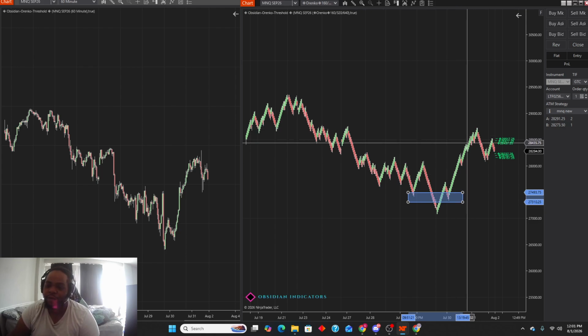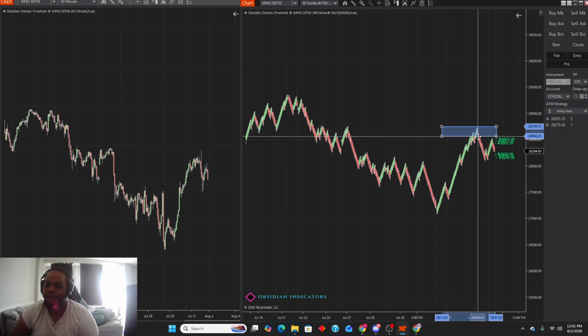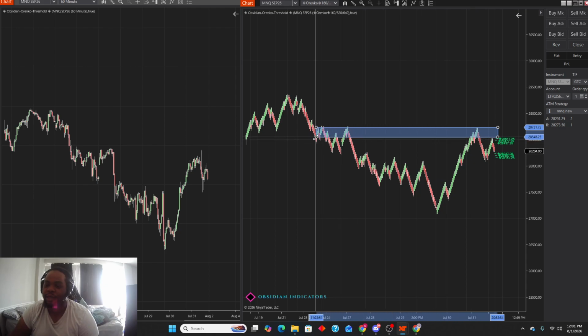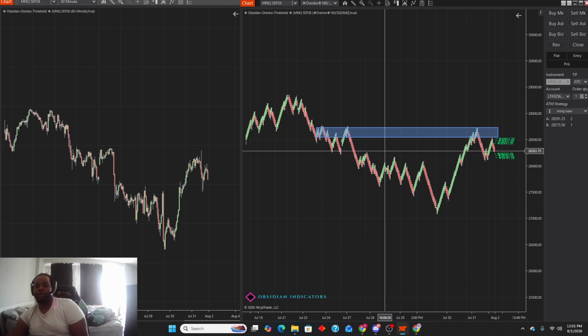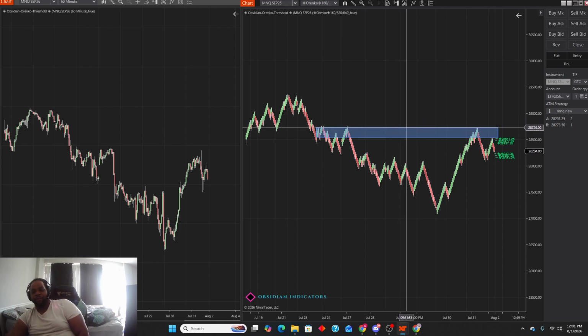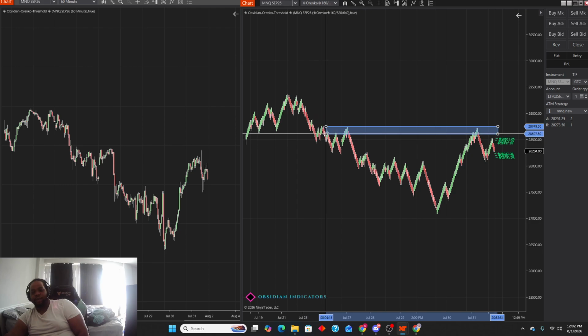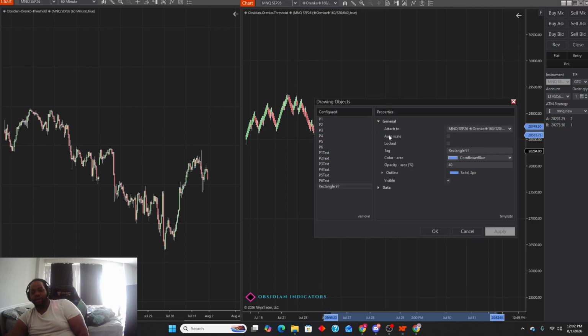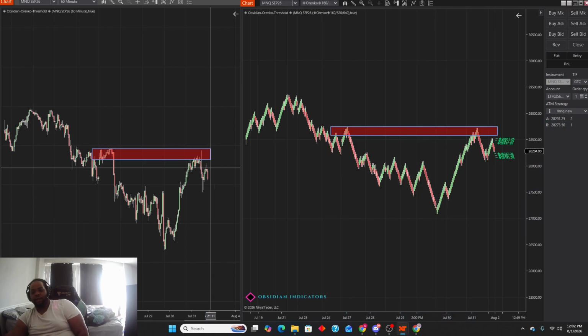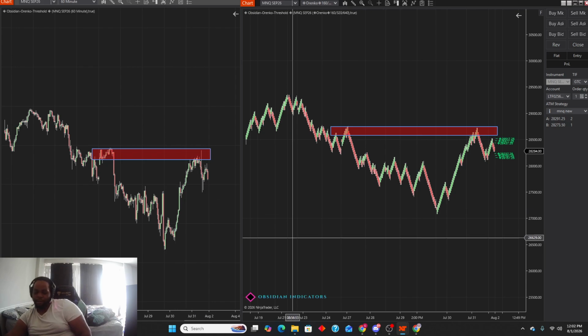Cool. We stopped right here. We can really just do this and drag it over and see, oh, it lines up with all of this right here. So as long as we don't break above here, we should still be sells, right? Right. Okay. So let's make that red. Let's put that on all charts. Well, look at that. It lines up. You feel me? Okay.